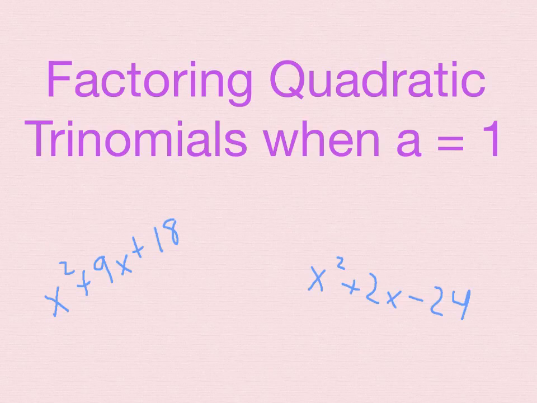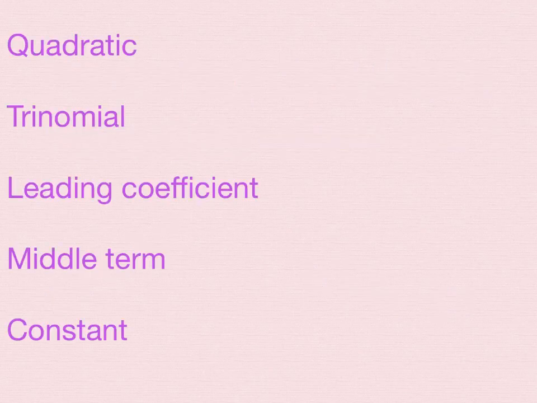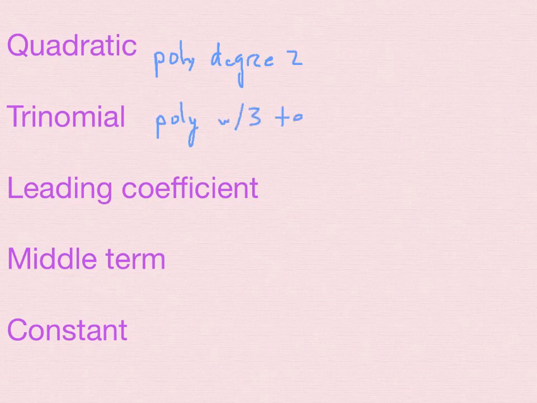Factoring quadratic trinomials when a is equal to 1. First, a little vocabulary. A quadratic is a polynomial of degree 2. A trinomial is a polynomial with 3 terms. Something like x squared plus 9x plus 18.